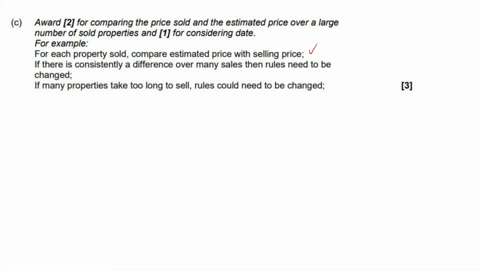If there's consistently a difference over many sales and rules need to be changed, this could be identifiers. Or if many properties take too long to sell, then rules could also be changed. I would actually say that a better, more concrete answer would be to change the identifiers to reflect the reality, or change the price per square foot, for example. But the point is, we need to compare the estimated price to the selling price, and then after looking at the consistent difference between estimated prices and selling prices, potentially use that to change the different variables so that we have a model that more accurately reflects reality.